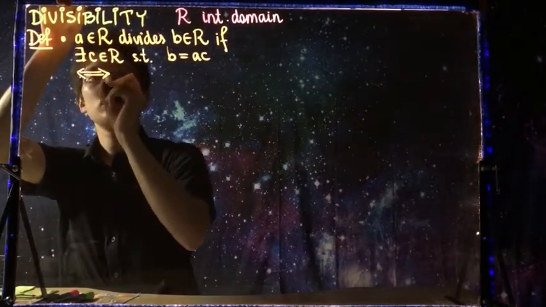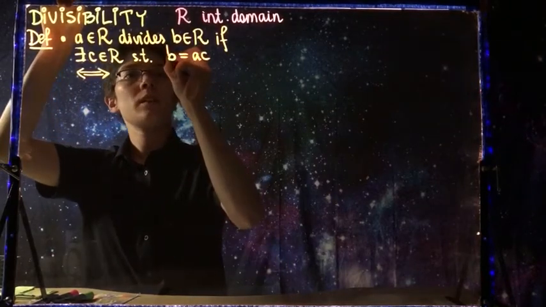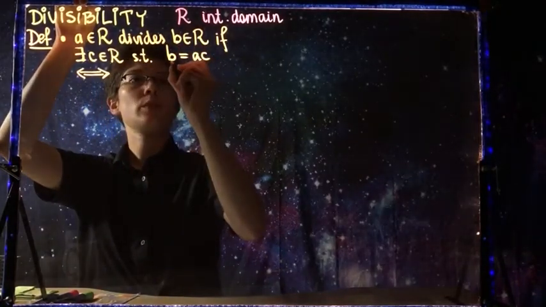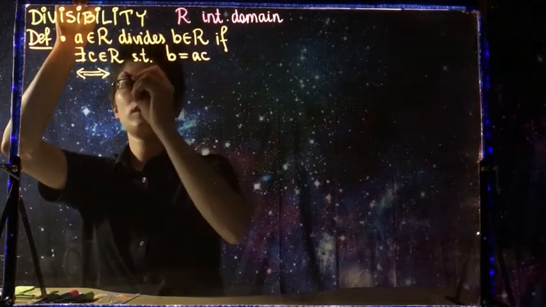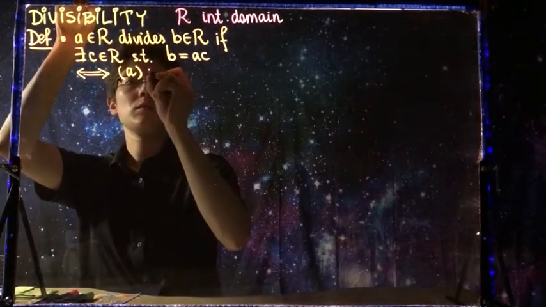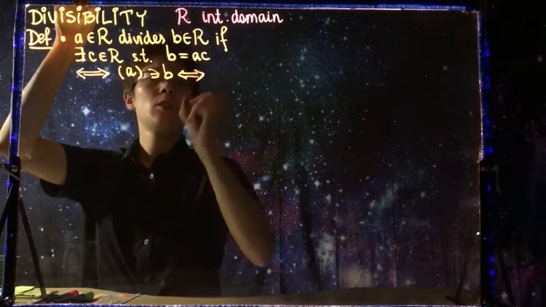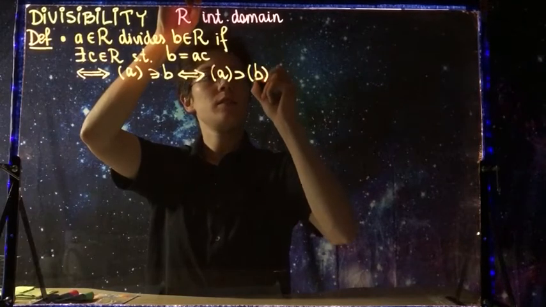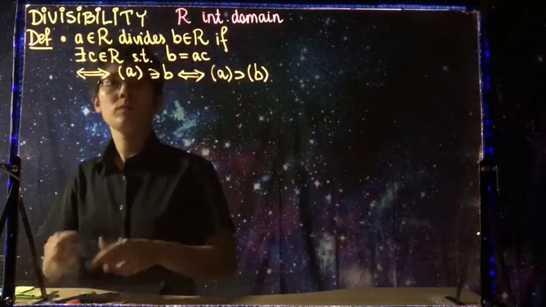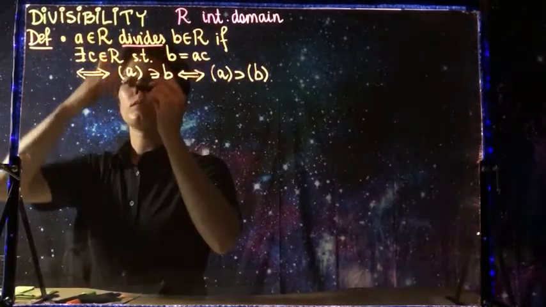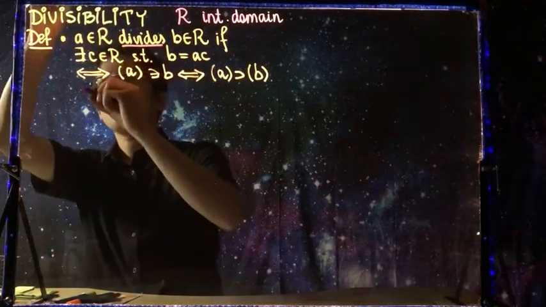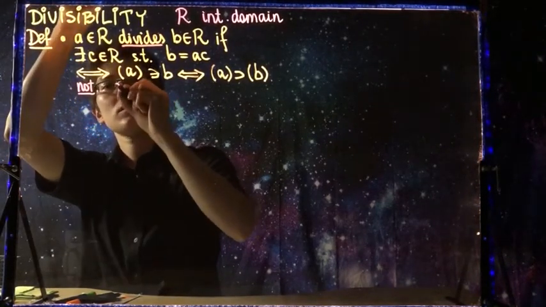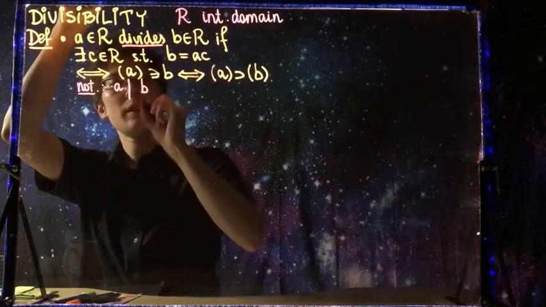And you can see that this is the same as saying that B belongs to the principal ideal generated by A. The ideal generated by A contains B, or in other words, the ideal generated by A contains the ideal generated by B. In this case, we denote, so notation, A divides B by the vertical line.